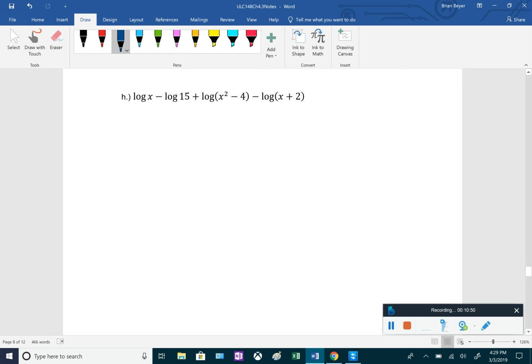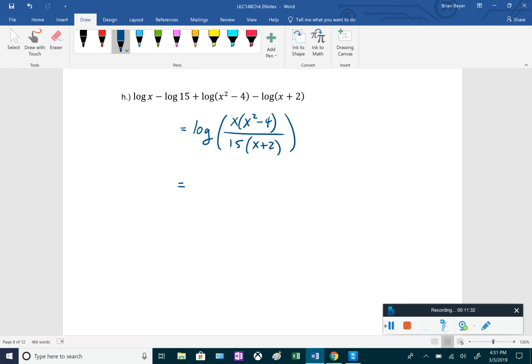Do another one, make it even messier. We have log x minus log 15 plus log x squared minus 4 minus log x plus 2. So all of these have coefficients of 1, well technically 1 or negative 1, so we can combine them. So the ones that are positive out front are going to be multiplied in the numerator, so that's going to be x and the x squared minus 4. And the ones that are negative out front are going to be multiplied in the denominator, so that's going to be 15 and the x plus 2.